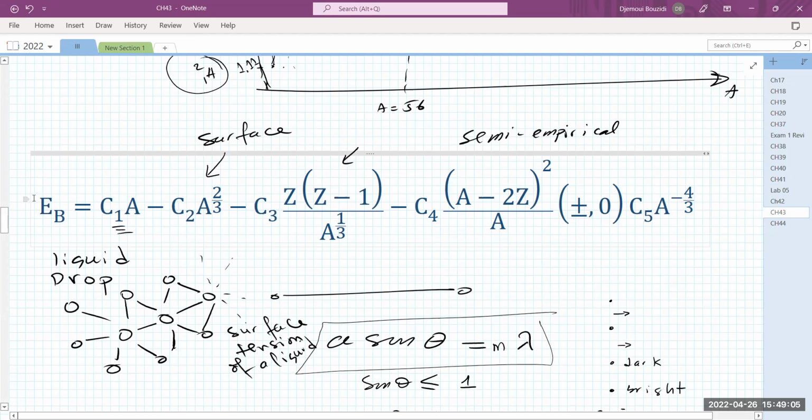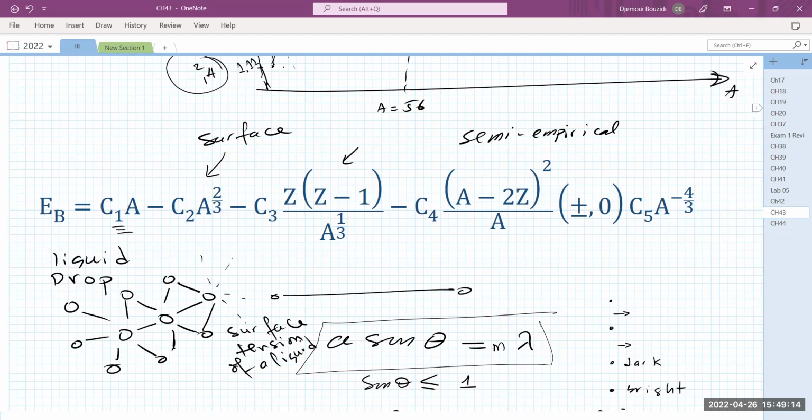Makes sense so far, this expression to you guys? This is a model again. This is not a theoretical law, but at least it shows where each term is coming from. Yes?